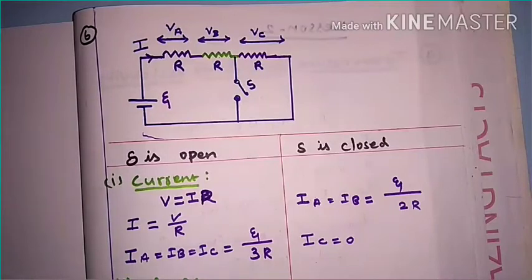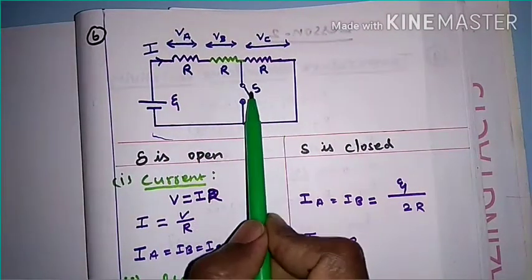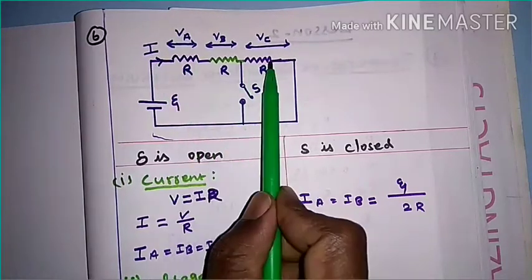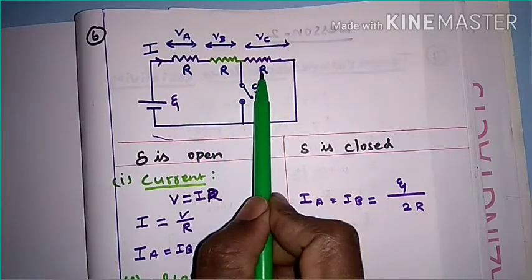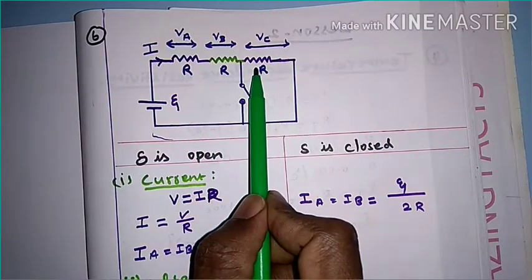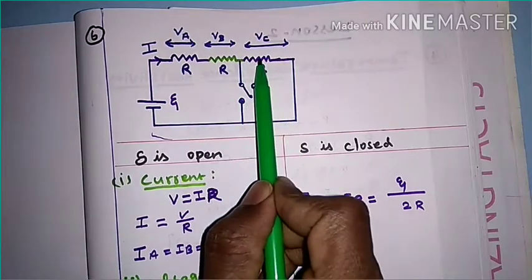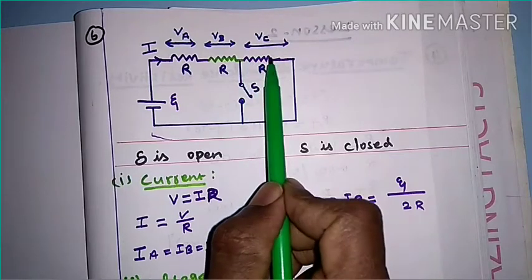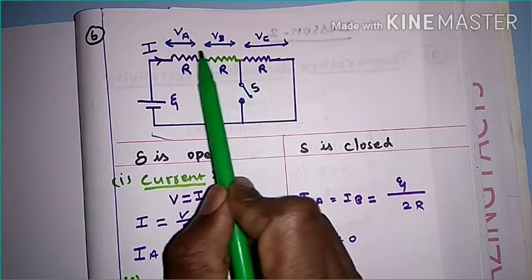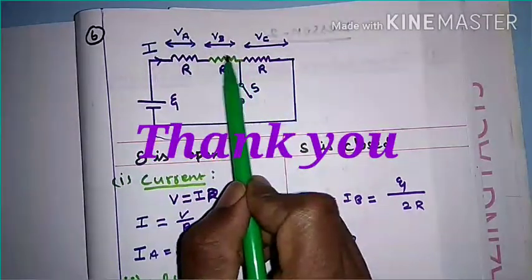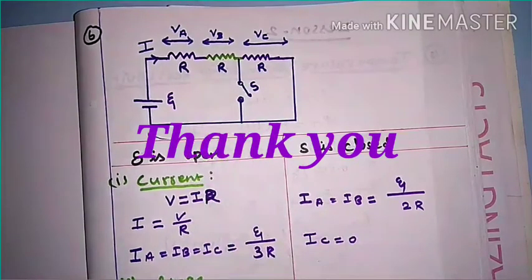Intensity means, when the current flows through each bulb when it is open, the current is the same, therefore all the bulbs are glowing with equal intensity. Suppose the switch is closed, there is no current flow through the third resistor, which means there is no current flow through the third bulb, so it will not glow. The third bulb will not glow, but the remaining first and second bulbs will glow with equal intensity. Okay, so that's all about problem 6.